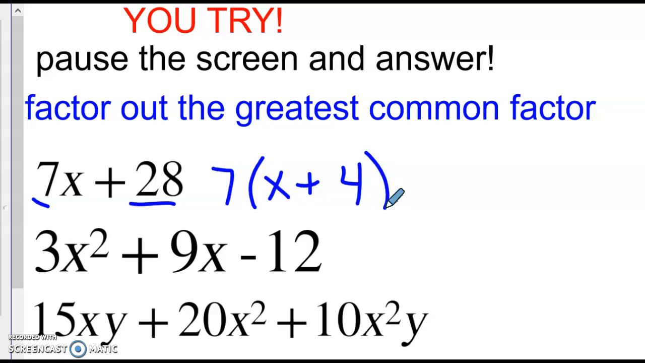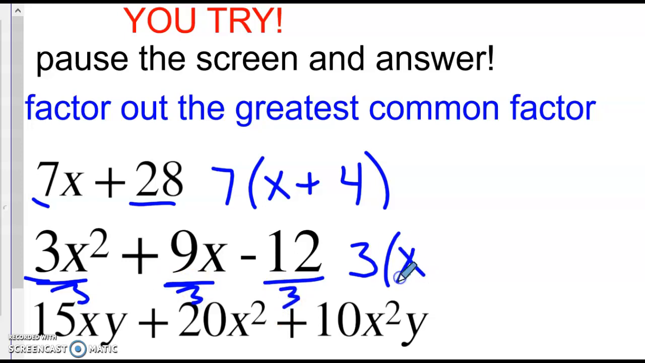For the next one, I look at my numbers first. 3, 9, and 12. The greatest common factor is 3. This has an x squared, this has an x, but this 12 has no variables, so I can't factor out any variables. So I just pull out the 3, and I divide it out. So divided by 3, divide by 3, divide by 3. So 3x squared divided by 3 is just x squared. 9x divided by 3 is 3x. And 12 divided by 3, I get minus 4.